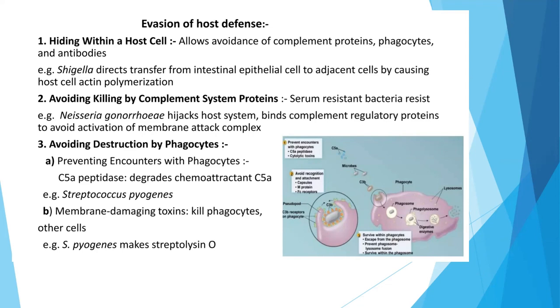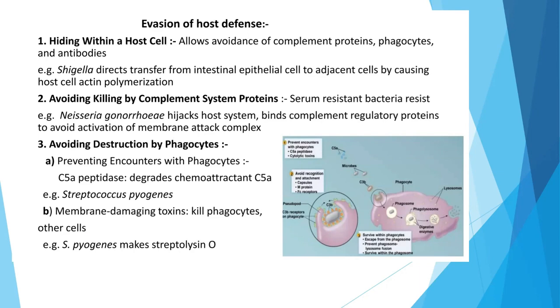First one is hiding within a host cell. So it allows the avoidance of complement proteins, phagocytes, and antibodies. Example, Shigella transfers directly from intestinal epithelial cell to adjacent cells by causing host cell actin polymerization. Another mechanism can be by avoiding killing by complement system proteins. So the serum-resistant bacteria resist. Example, Neisseria gonorrhoeae hijacks the host system, binds the complement regulatory proteins to avoid the activation of the membrane attack complex.